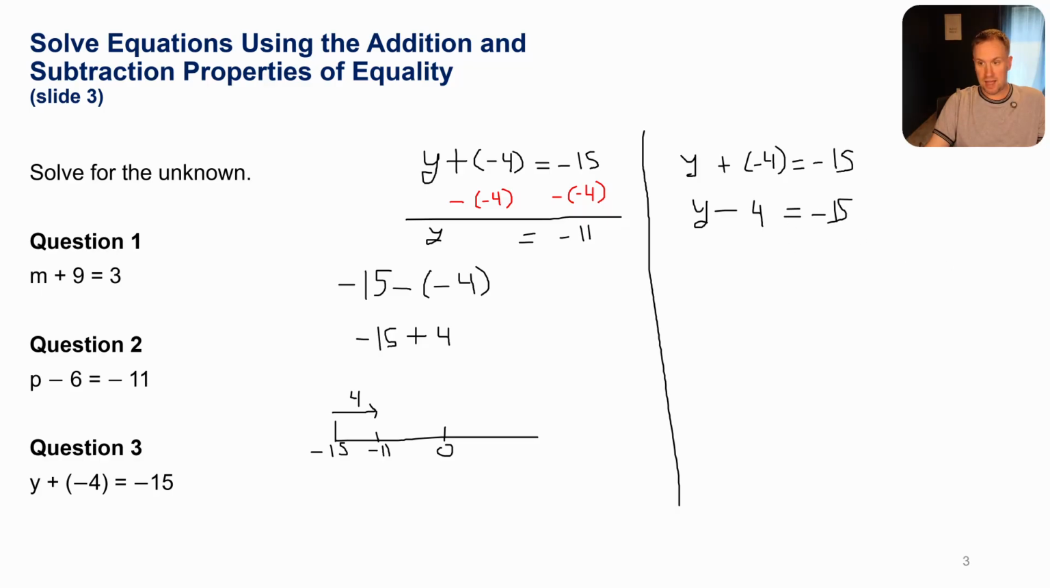And then I can add that positive 4 to both sides, on the left and on the right. What I end up getting is y, negative 4 plus 4 is 0, equal sign, negative 15 plus 4 is negative 11. So the model for this would be the same as the initial number line down there. Okay, so that is solving equations using the addition and subtraction properties of equality.